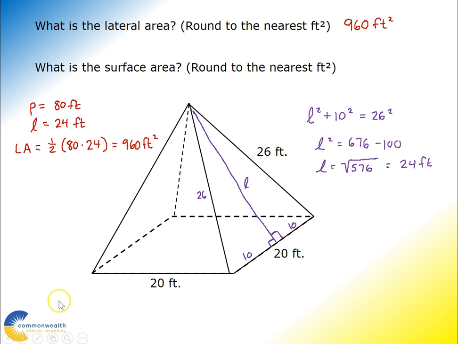Now, as far as the surface area goes, I need to find the area of the base. So 20 times 20 is 400 square feet. And the surface area for any pyramid or cone is basically the area of the base plus the lateral area, or the lateral area plus the area of the base. So 960 plus 400 is 1,360 square feet. A lot of people try to put the 1/2 into here as well. That's not the case. Basically the 1/2 portion, the triangular part, was taken up in the lateral area. So make sure you differentiate between those.